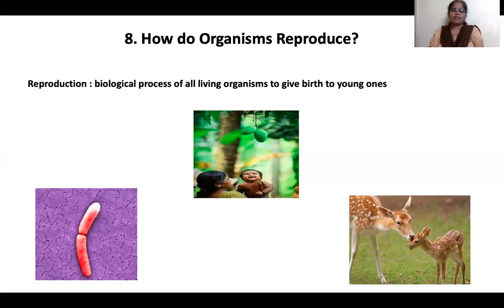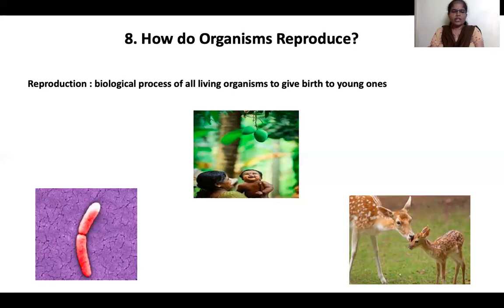Reproduction, as such, is a biological process of all living organisms. Reproduction means giving birth to young ones of the same species. Here are the four photographs. Here, human beings give birth to human beings, and the plant gives birth to fruits, which in turn lead to growth of the plant again. This is a microorganism, bacteria, growing from the parent to the offspring, and similarly, animals also reproduce the same kind. This is a simple definition of reproduction, that is, giving birth to young ones.